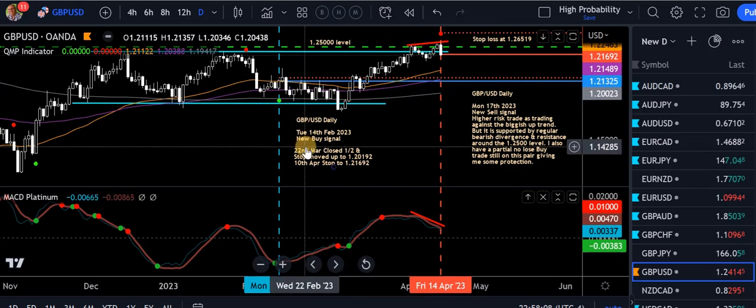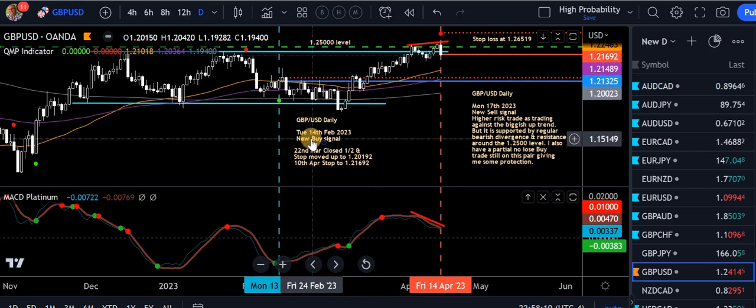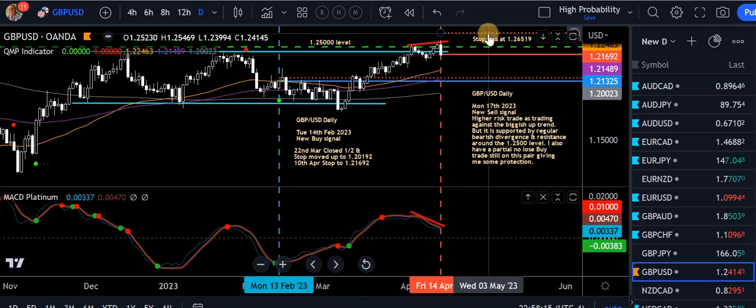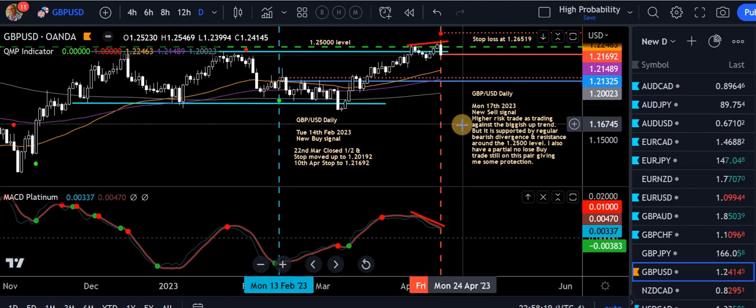And we've also still got a buy on from the 14th of Feb. Can't lose on that. So it's all good there. So the stop there's going to be up there at 1.26519. So this is all my notes for Monday's trade. All right, so it's a sell on Monday.